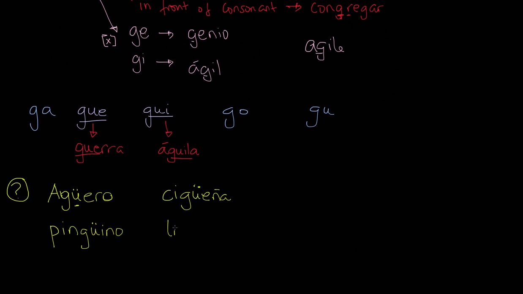Same happens with the word lingüística, Spanish for linguistics. If I spell it like this, this reads linguistica, but it's lingüística. So I need to put the two little dots. Okay? So I hope all of this makes sense. It's just a matter of using it.